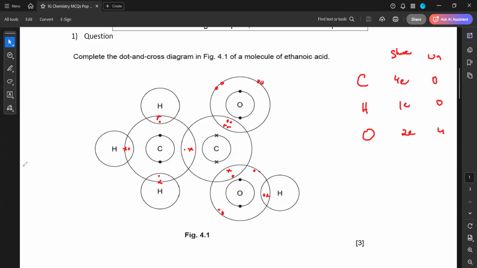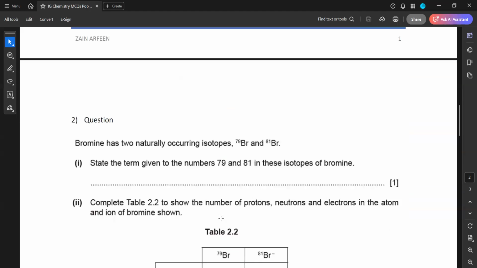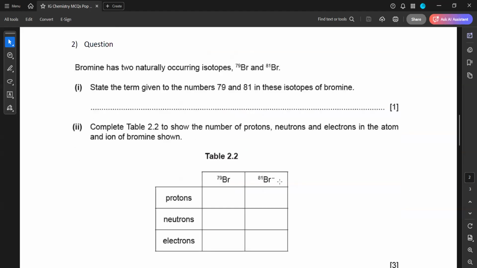For those who just joined now, this was MCQs pop quiz 8, which had some structure questions as well. Bromine has 2 naturally occurring isotopes, 79 and 81. State the term given to the numbers 79 and 81. So what we call this 79 and 81, we call that the nucleon number. Nucleon number.